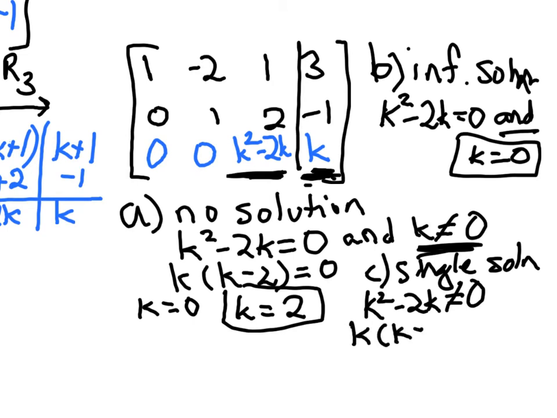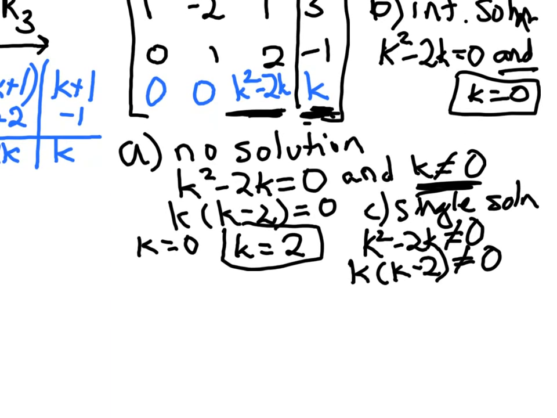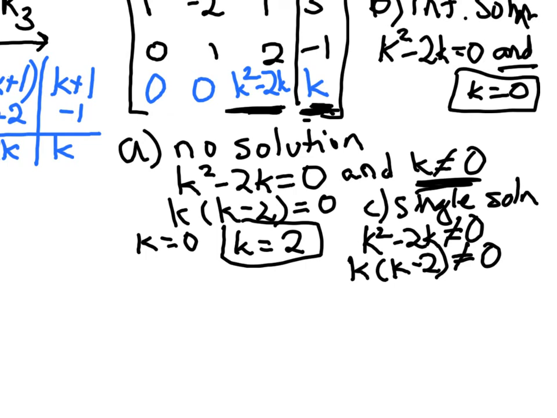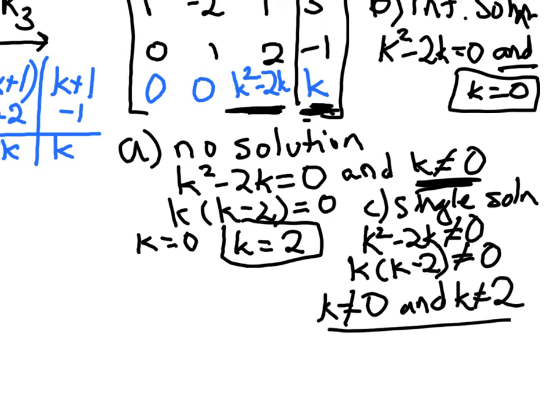So remember, this is k times k minus 2. We need that to not be 0, which would mean k cannot equal 0 and k cannot equal 2. Any number other than 0 and 2, if we substitute for k, we'll have a system with a single solution.